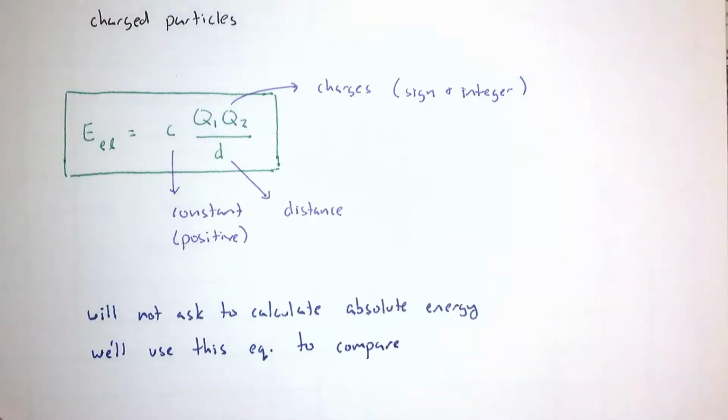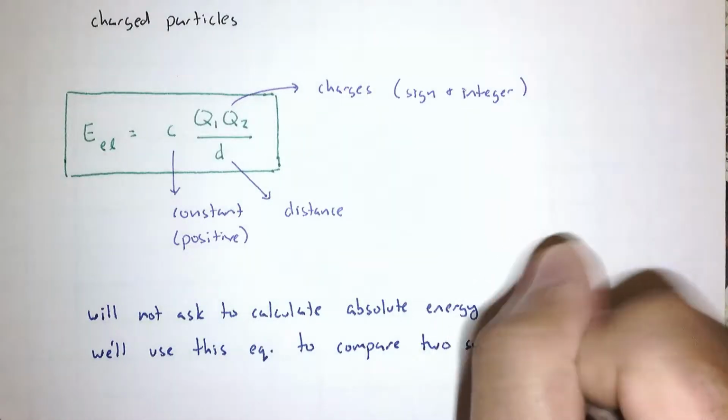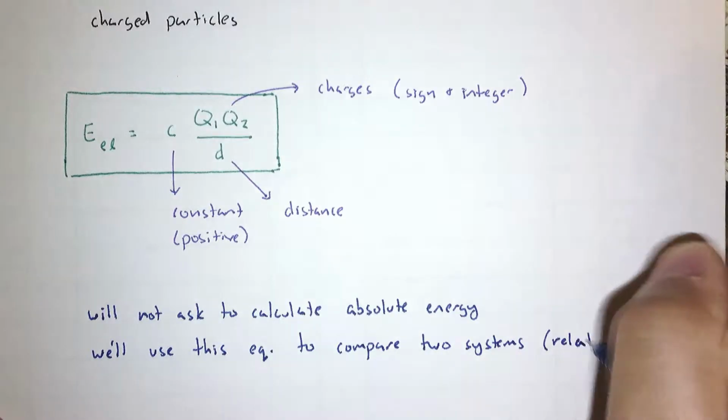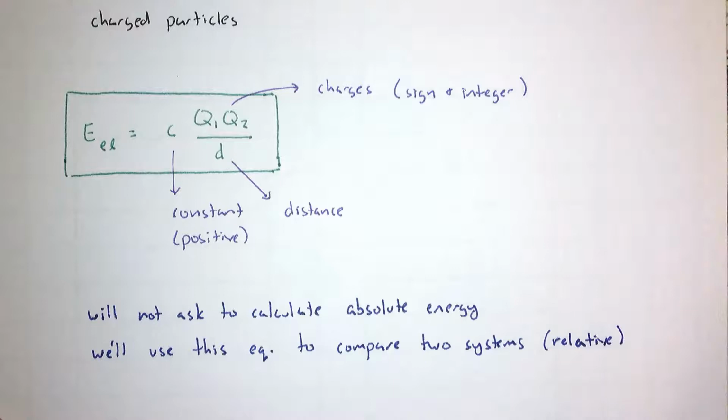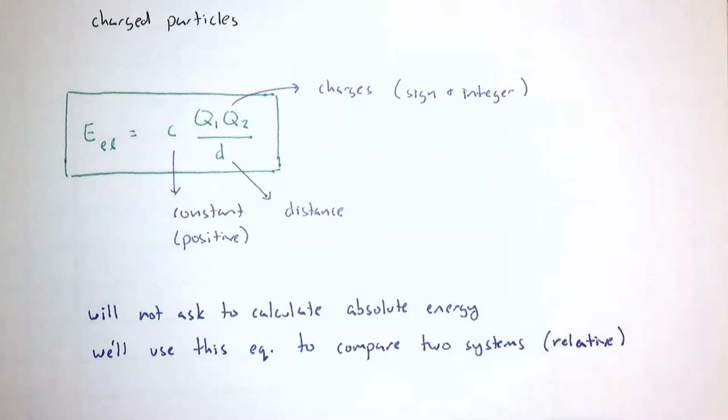So it's a relative energy of two systems. So this is called relative. And therefore we don't need to have units. We could say one system has 5 times as much potential energy as another system.